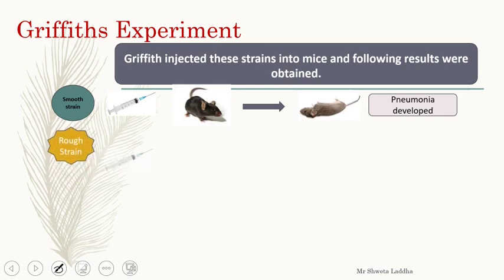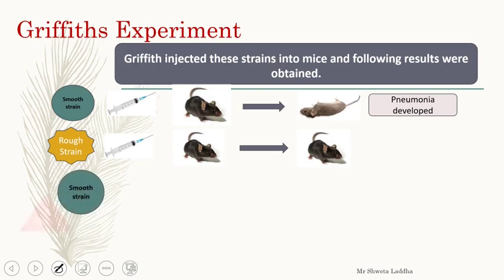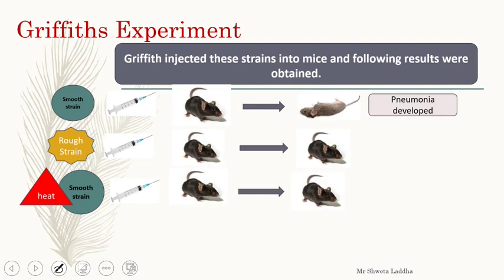Then he took the rough strain. When he injected the rough strain into the mice, nothing happened to the mice. Mice lived. No pneumonia developed because the rough strain is a non-pathogenic, non-virulent strain. Later, he again took the smooth strain. He heated and killed the smooth strain and then he injected it into the mice and he found that nothing happened to the mice. No pneumonia developed and the mice survived.